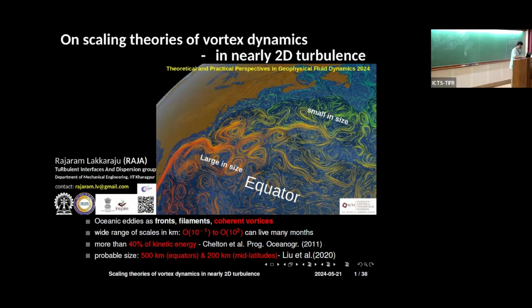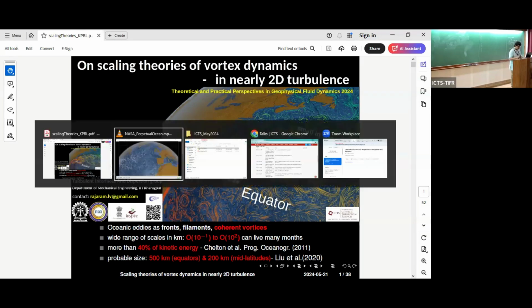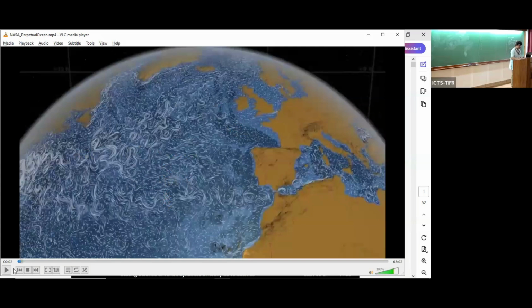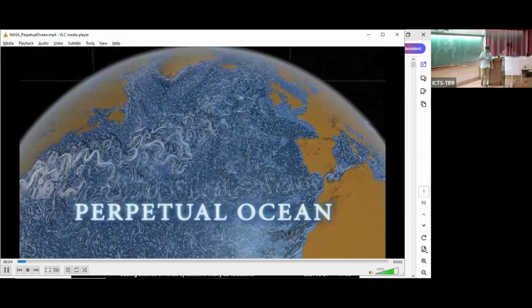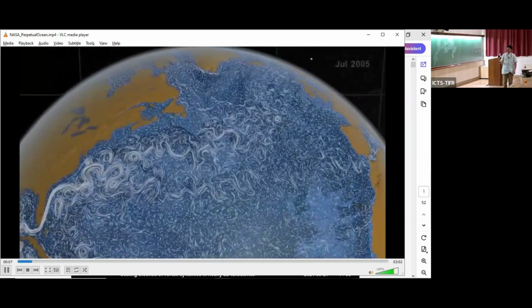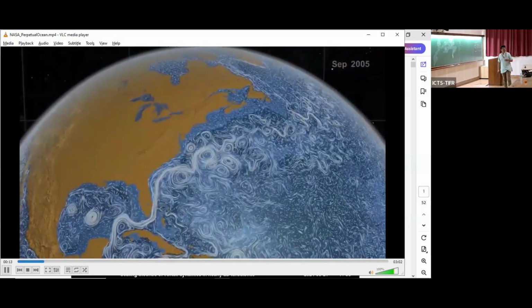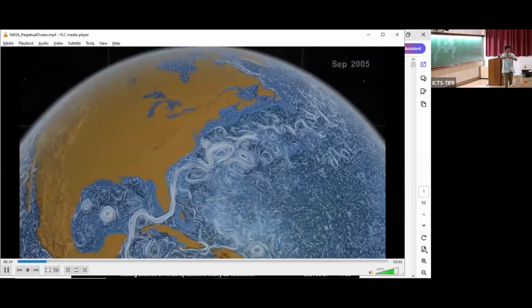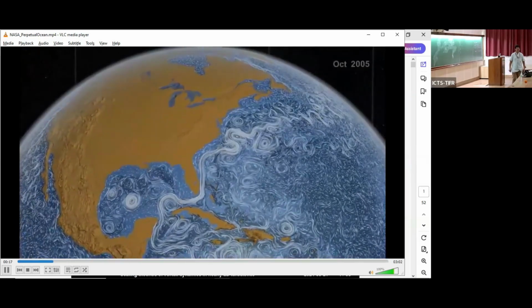Before jumping into that, I would like to remind you of the big picture of what we are seeing: NASA's virtual ocean, just to appreciate these vortices and their size. Typically geophysical dynamics is 3D, but under certain approximations, one can pretend that these are two-dimensional systems, the geostrophic nature.